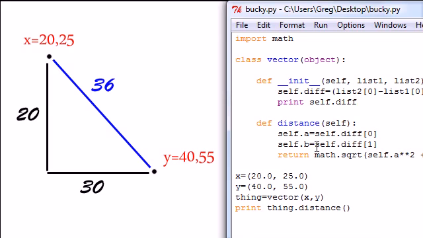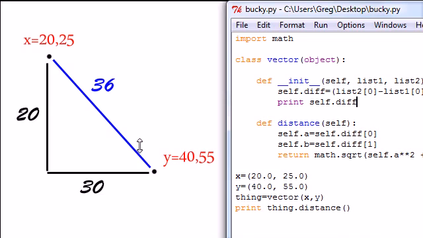And next we needed to calculate the distance. So we know from Pythagoras that this is side A, this is side B, and in order to solve for side C we just use a squared plus b squared equals c squared. So we took a, squared it, b squared it, and we got the square root of that, and that gave us our 36. So this is the vector and this is the distance.